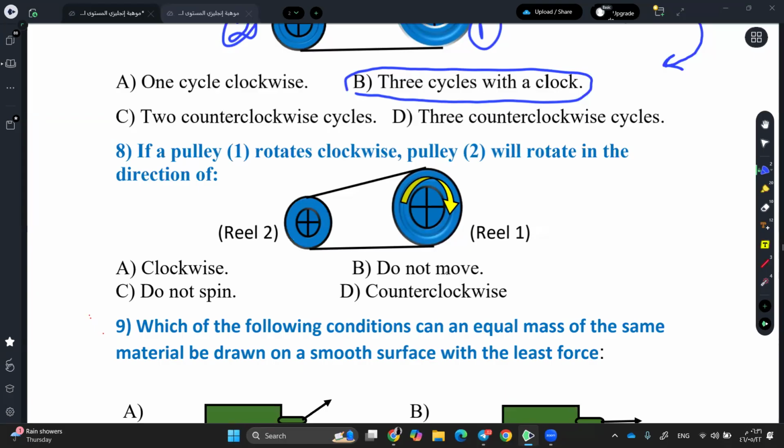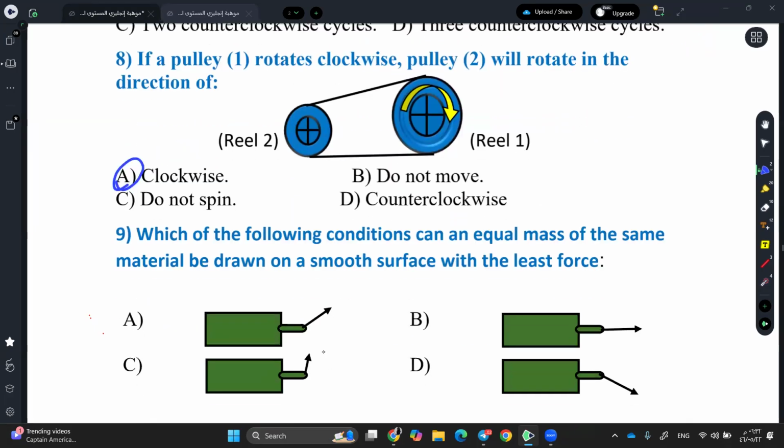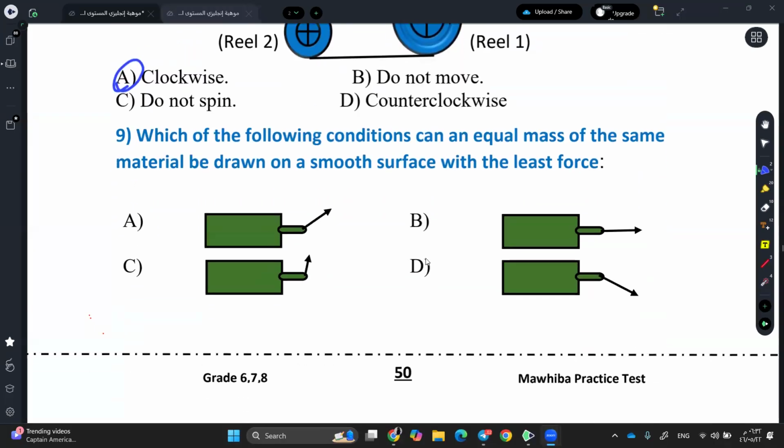Yalla, Maria, question number 8. If pulley 1 rotates clockwise, pulley 2 will rotate in the direction of, I think the answer is A, which is clockwise. Excellent, clockwise, the same movement as the other body. Excellent, Maria. Okay, do all of you understand this question? Do you want me to explain anything? Okay, excellent.